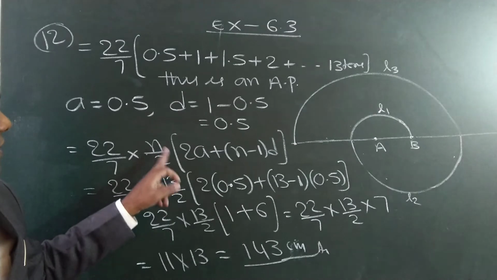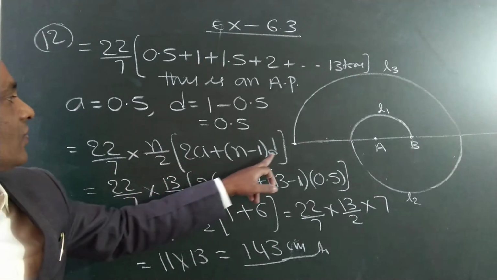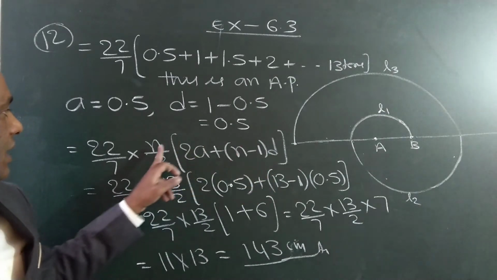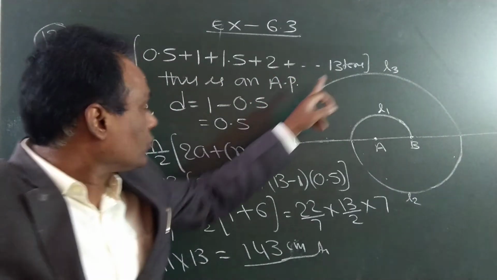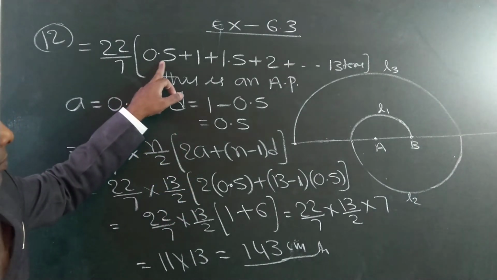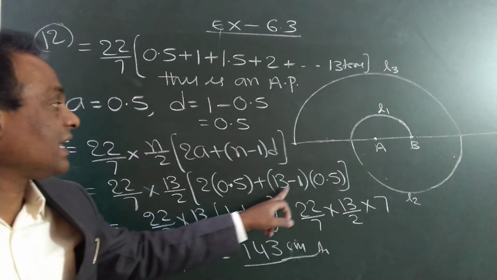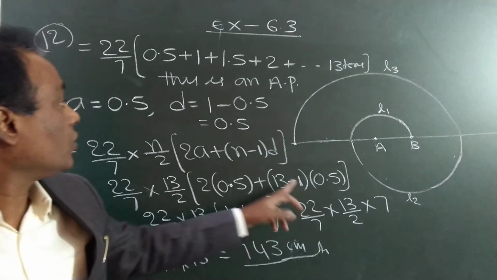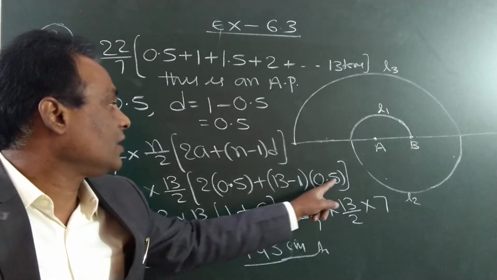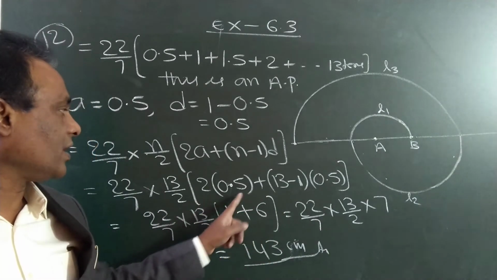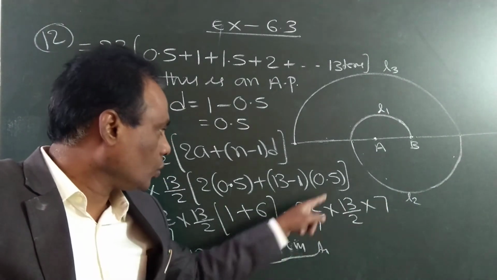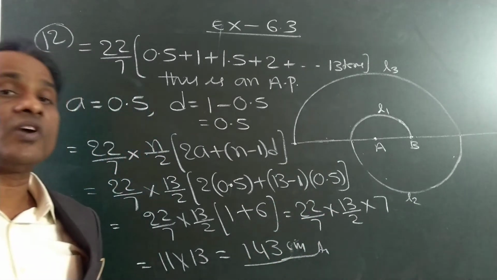Sum formula is n by 2 into 2a plus n minus 1 into d. N is 13 terms, so 13 by 2. 2 into a, the first term, is 0.5, plus n minus 1, that is 13 minus 1, into the difference 0.5. 13 minus 1 is 12, 12 into 0.5 is 6. 2 into 0.5 is 1. 1 plus 6 is 7. 7 cancels with 2 sevens, 11 into 13 is 143.